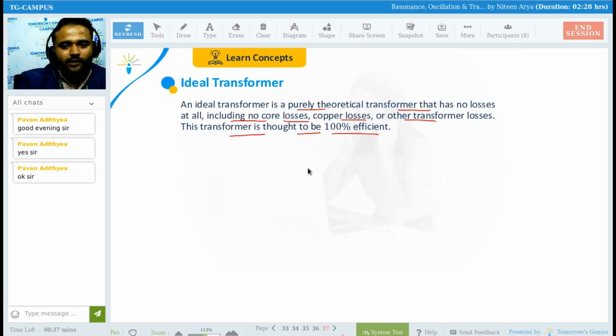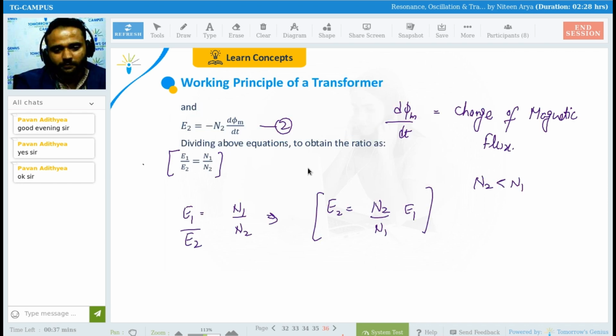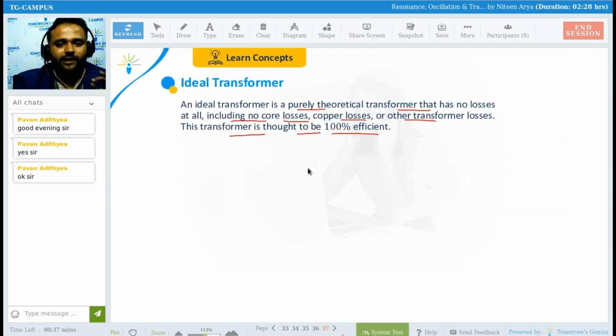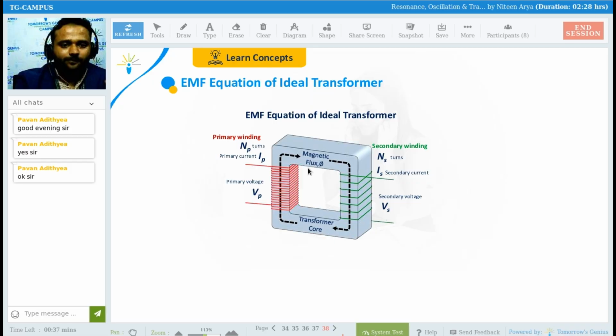So obviously there are going to be so many losses. First of all, due to copper, due to core. I mean, this particular metal is made up of something, so due to the core also, and so many other losses. So any particular type of transformer in which no loss occurs is known as an ideal transformer. Moving ahead, the EMF equation of an ideal transformer. We are going to find it, and that is very easy.